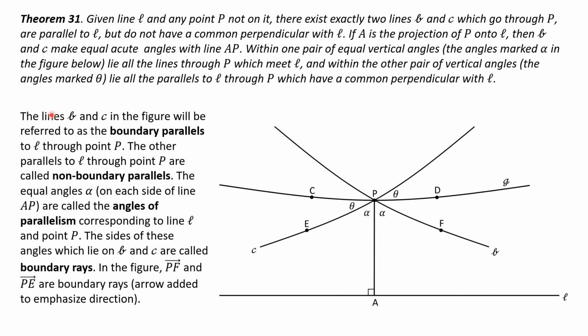We also have some terminology. The lines B and C in the figure will be referred to as boundary parallels to L through point P. The other parallels to L through P are called non-boundary parallels, for example, G. So all the lines going through P and between C and B, they're called non-boundary parallels. The equal angles, alpha here and here, are called the angles of parallelism corresponding to line L through point P. The sides of the angles which lie on B and C are called the boundary rays.